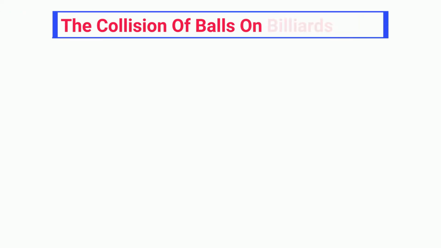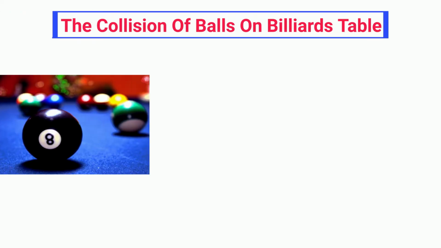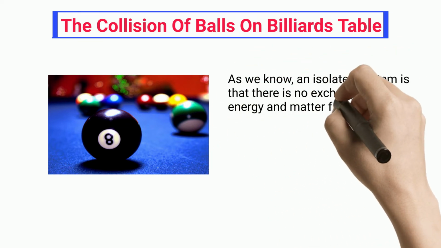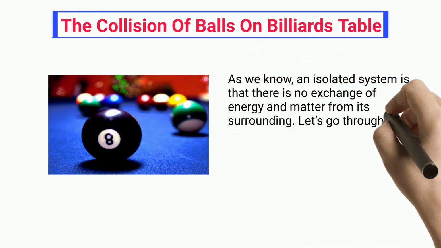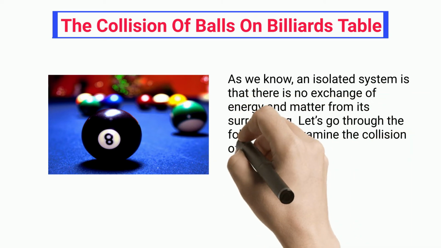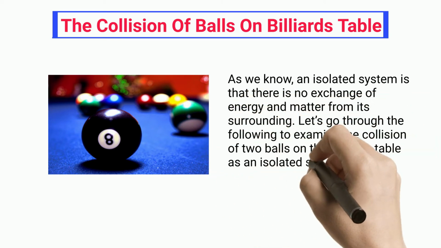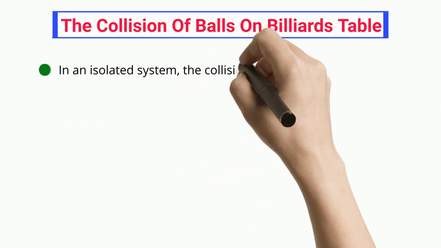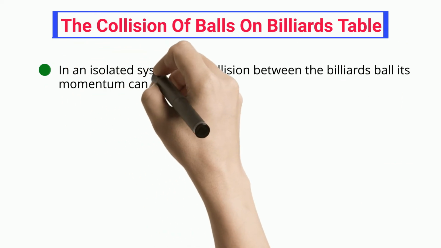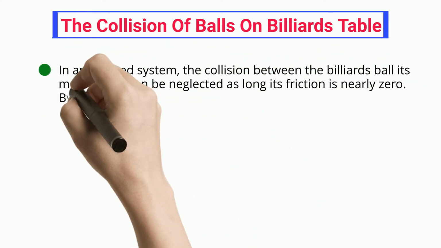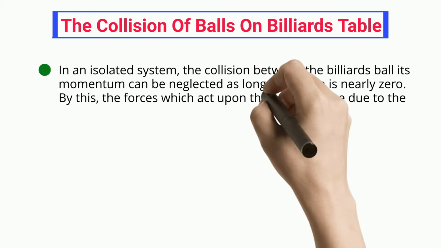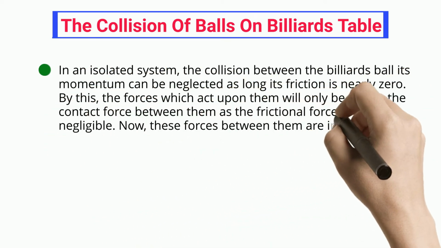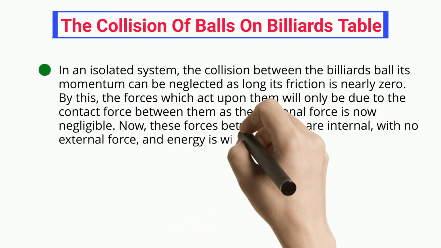The collision of balls on a billiards table. As we know, in an isolated system there is no exchange of energy and matter with its surroundings. Let us examine the collision of two balls on the billiards table as an isolated system. In the collision between the billiard balls, the effect of friction can be neglected as long as it is nearly zero. By this, the forces which act upon them will only be due to the contact force between them, as the frictional force is now negligible.